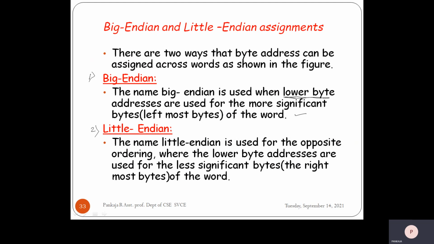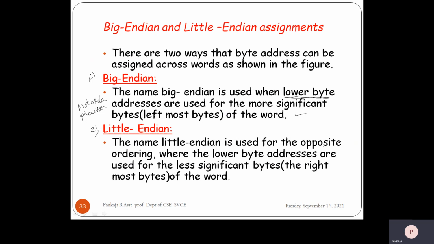An example of a processor that uses the big endian method is the Motorola processor. I will give one small example of how big endian is represented. But first, let me go to little endian.